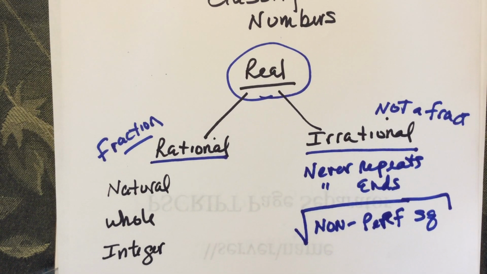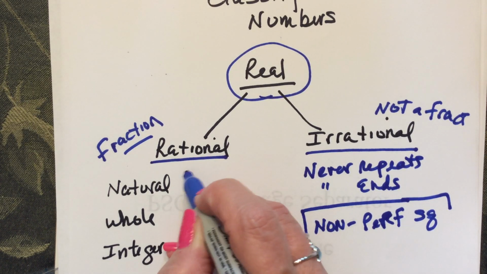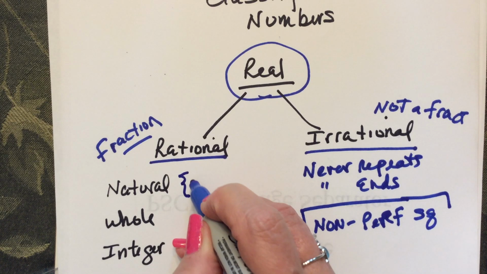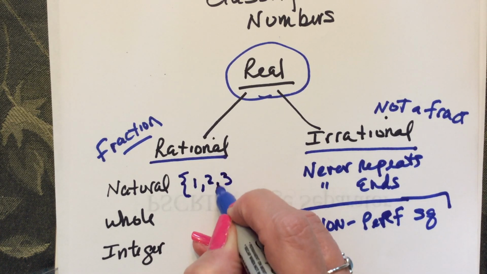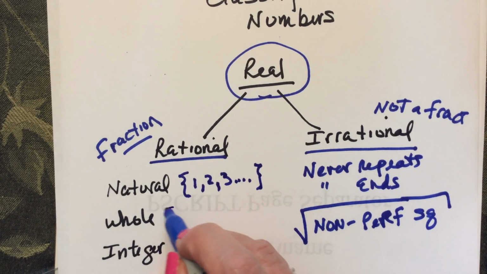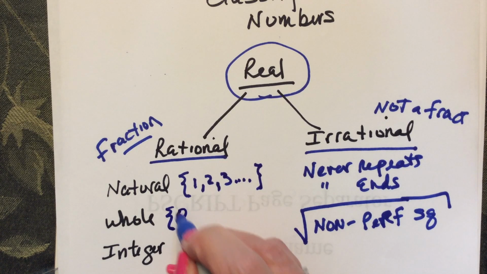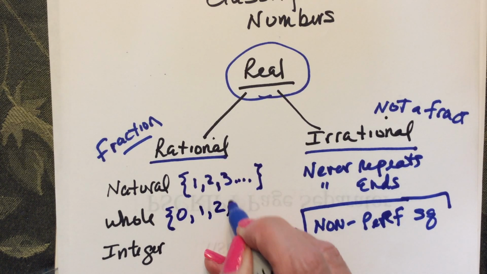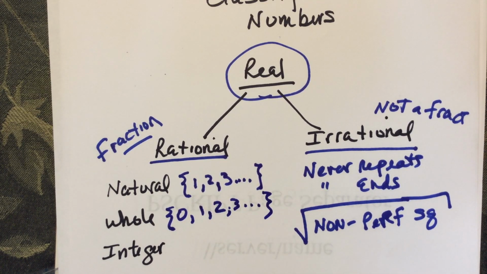So let's look at some names for rational. We don't use these names too often. Sometimes we'll talk about them, but the term natural number means a set here, starts with 1, 2, 3, and it keeps going forever. Those little squiggly things mean a set. Whole numbers are the same type of numbers except they start at 0. Okay? And integer numbers are whole numbers plus the opposite.